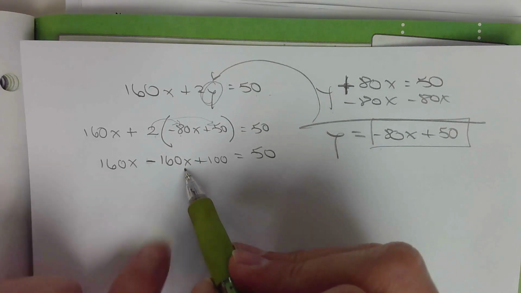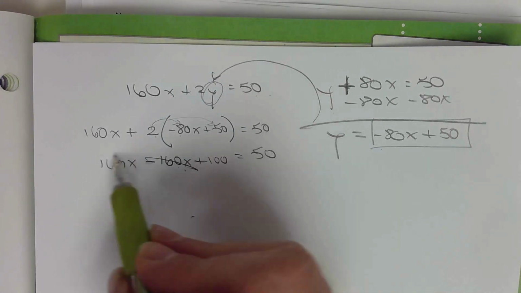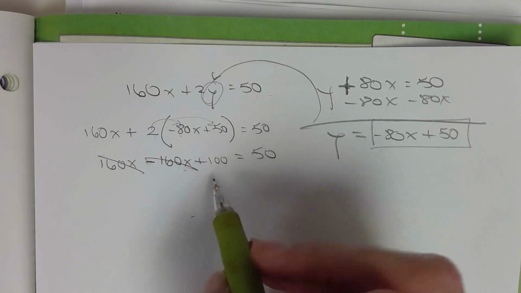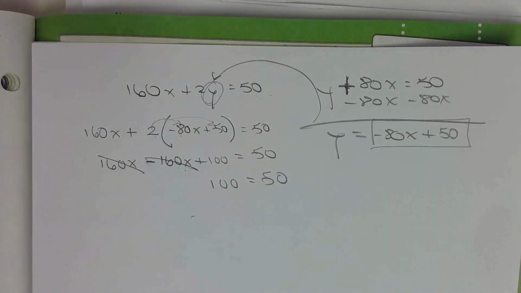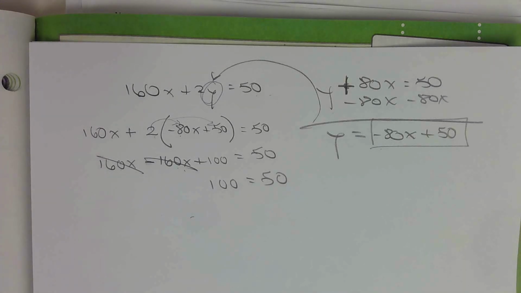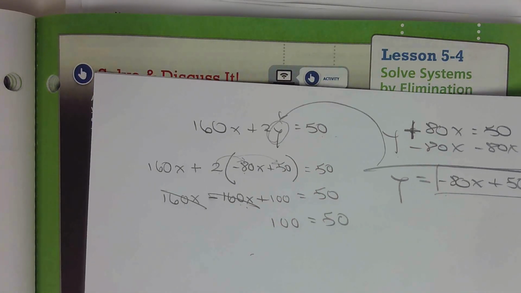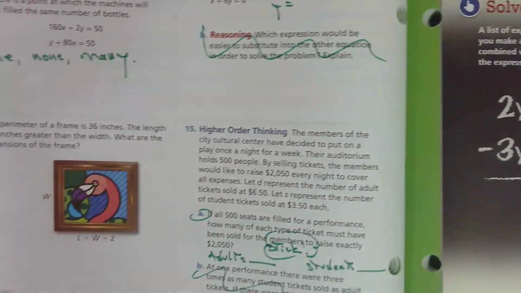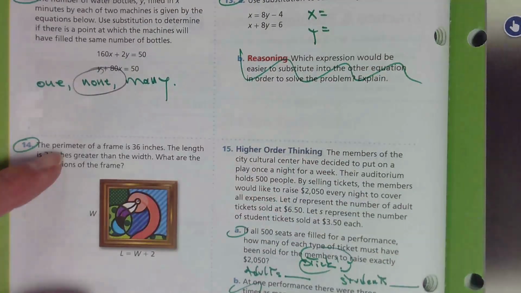So anyways, what do we have here? We have 160x minus 160x. They cancel out. We're left with 100 equals 50. No solution. What number was that we just did? 12. So number 12 over here is none, or no solution.